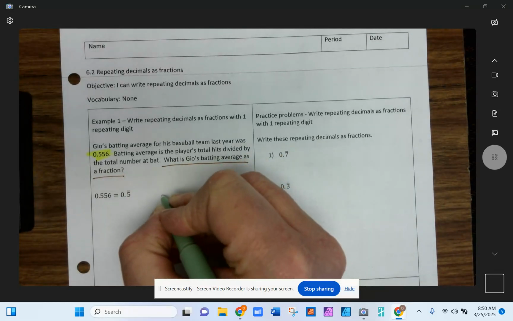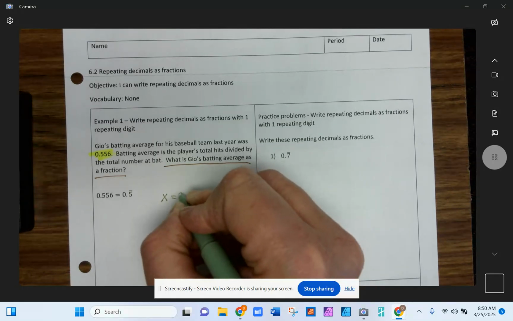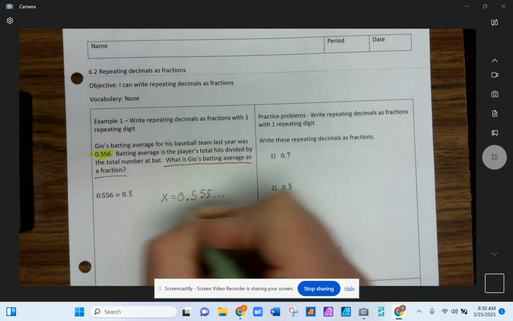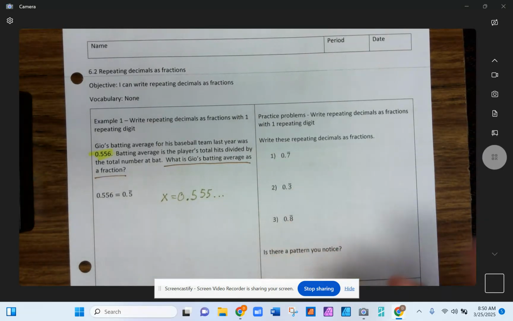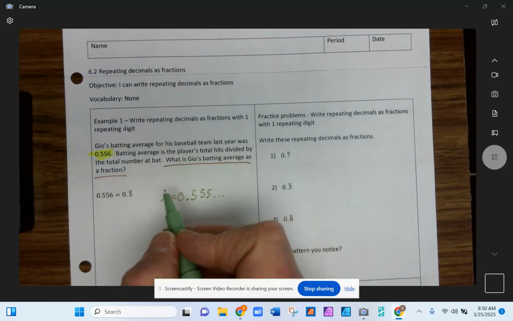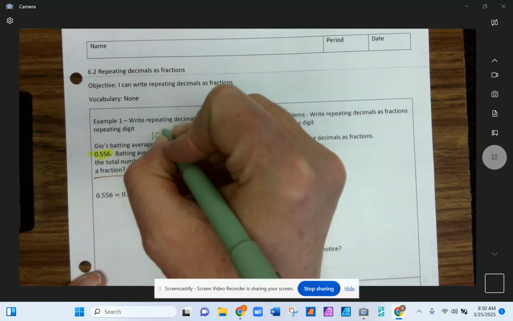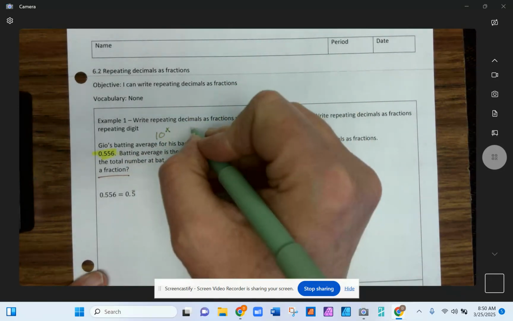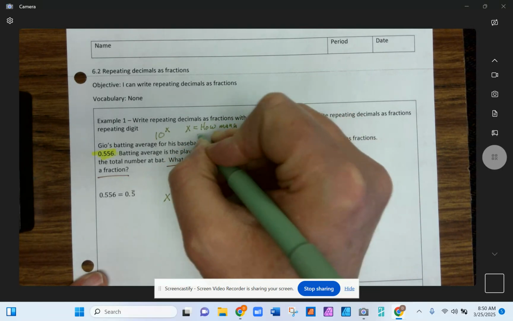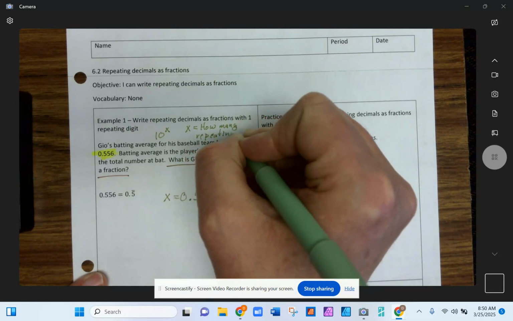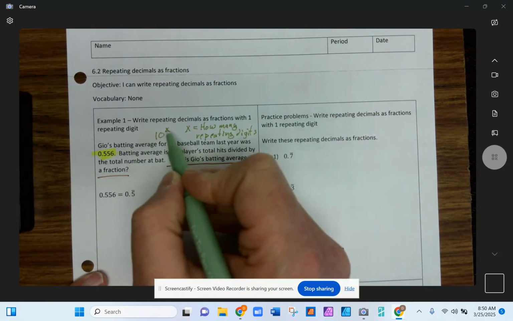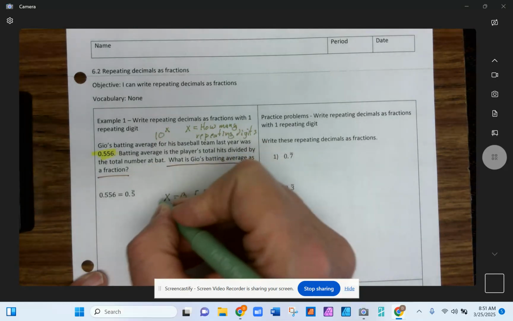So the idea here is that you're going to set your repeating decimal equal to x, okay? And I'm just going to go out a few digits, and we realize that this means it goes on forever with 5s. The idea is that you're going to set up a subtraction problem by multiplying both sides by 10 to the power of n, where n is how many repeating digits there are. In this one, it's one repeating digit. So this is 10 to the power of 1, which is 10. So we're going to multiply each side by 10.